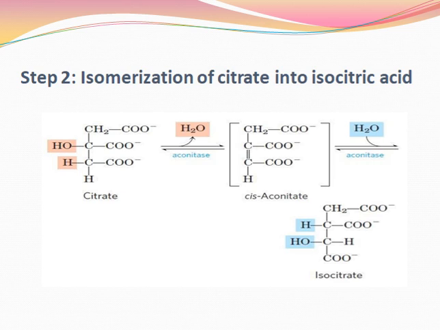This isomerization takes place in 2 stages. In the first stage, a molecule of water is removed from citric acid to form cis-aconitic acid. Then, in the second stage, a molecule of water is added again, but H plus and OH minus ions are added at different sites to form a molecule of isocitric acid.